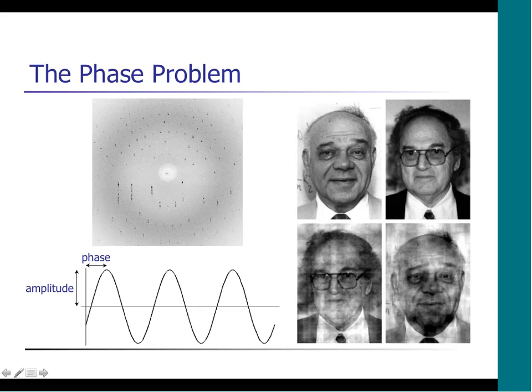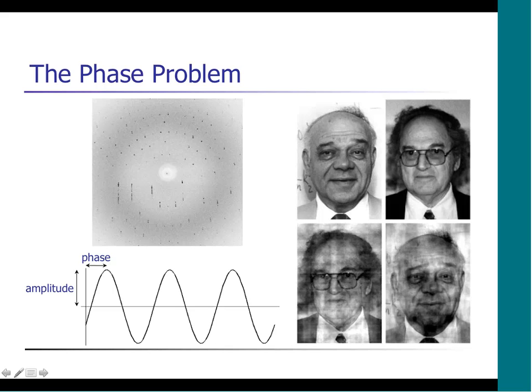And if you take the Fourier transform of Jerry Carl and the Fourier transform of Herb Houtman, and you mix the amplitudes and phases, if you take the amplitudes from Carl and the phases from Houtman, you get this picture here. And it's like doing a molecular replacement experiment where you've used Houtman to phase the diffraction data from Carl.